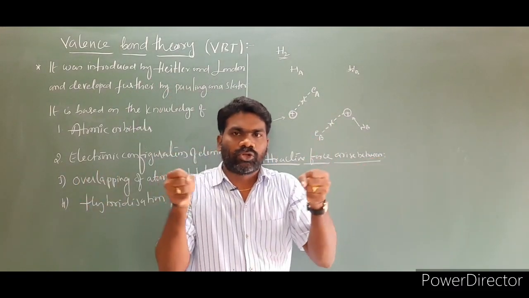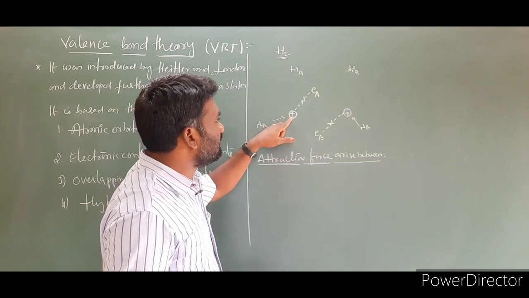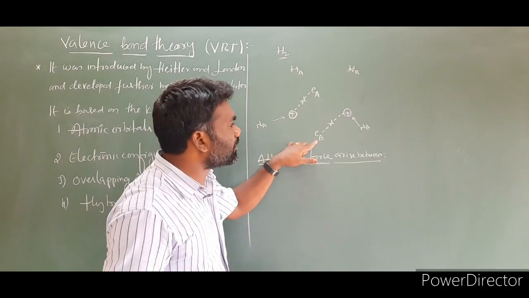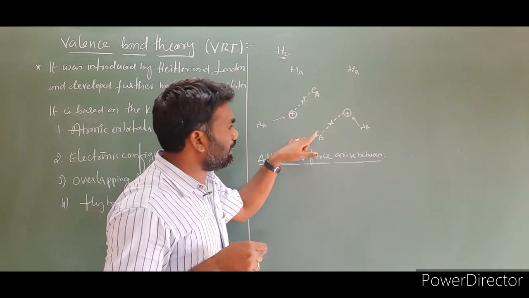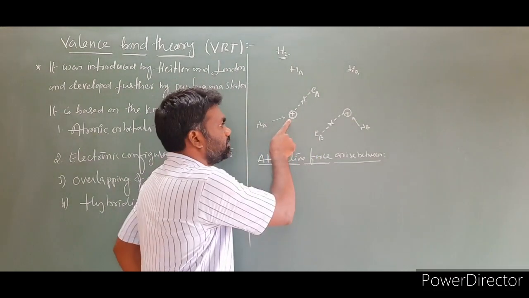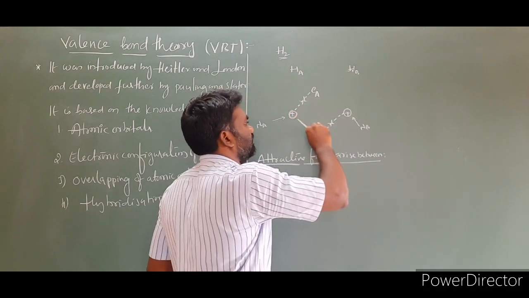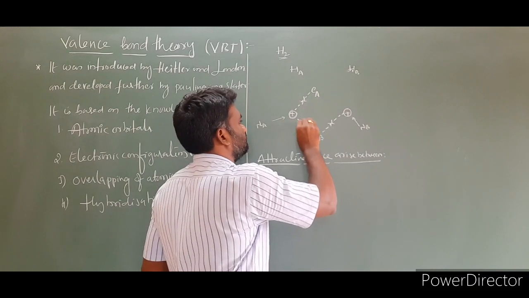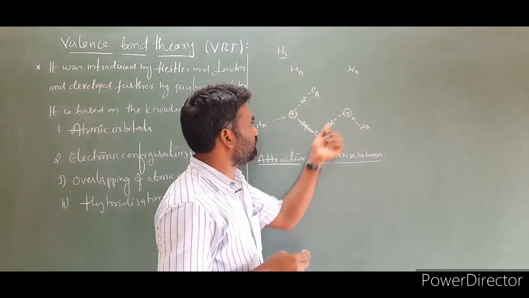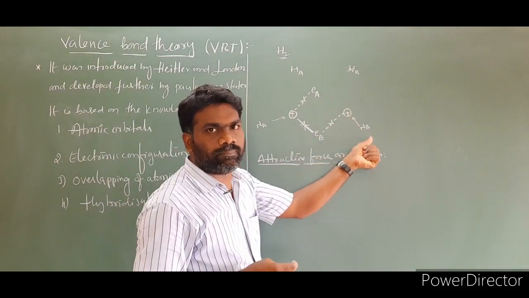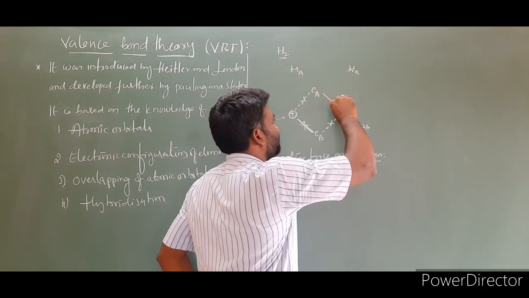When two atoms come close to each other, new attractive forces develop. What are the new attractive forces? The nucleus of hydrogen A and the electron of hydrogen B attract, because the nucleus is positive and the electron is negative. This is a new force developed between nucleus and electron, which I am labeling like this. In addition, one more new force develops: between the nucleus of hydrogen B and the electron of hydrogen A.